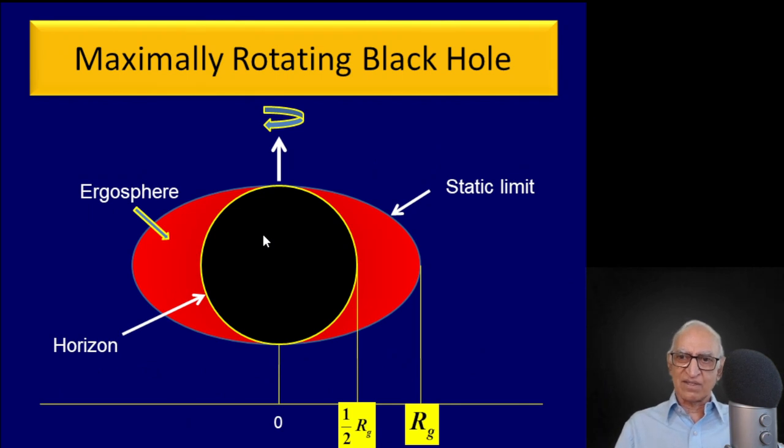So what I have plotted here is a projection on a plane perpendicular to the equatorial plane. The black hole is rotating about this axis. And there are two surfaces we must discuss. There is what I have called the static limit, which occurs at a distance of the Schwarzschild radius. And there is what I call the event horizon, which occurs at a radius of half times the Schwarzschild radius. Now, what is the difference?